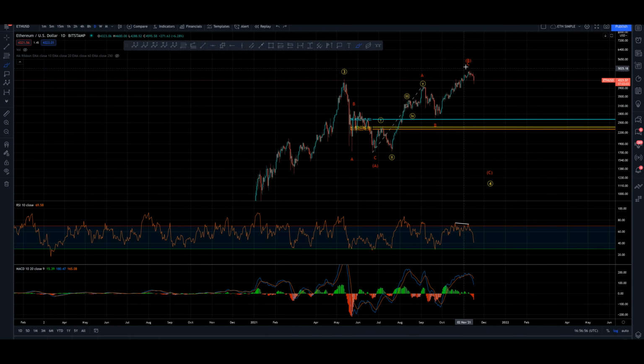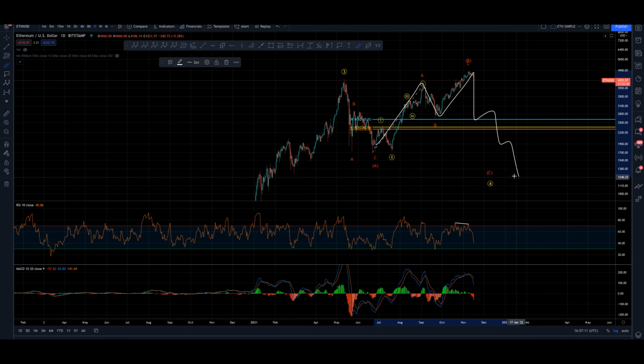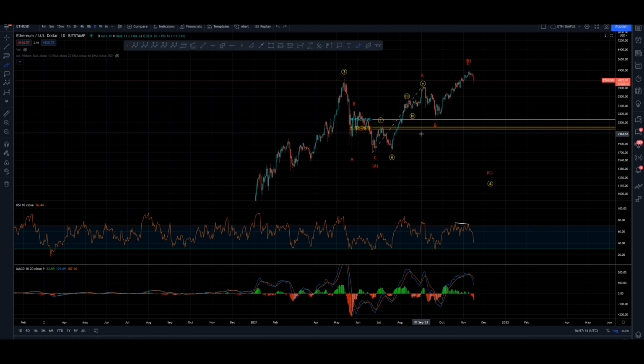And I don't think this is a legitimate way of looking at a 5. I think this is either 1, 2, 1, 2, 1, 2, or this is a 3 wave swing and we're going to come down in 5. Those are the 2 options I think are more likely.